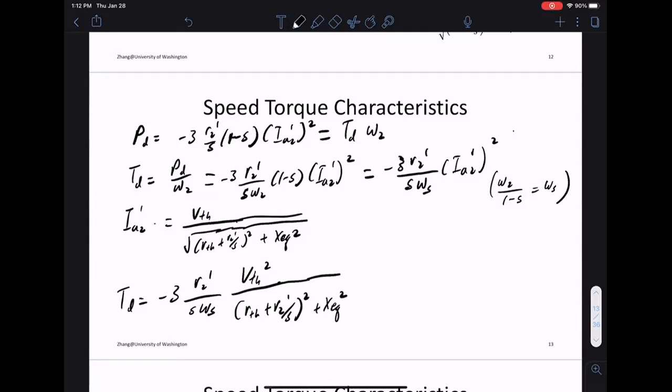So this equation looks fairly complicated, but it's interesting to try to plot this and see what it looks like. Okay, so let's try to plot what this looks like. Let's say this is speed, and this is torque. Let's look at the speed torque relationship. Speed is the rotor speed we're spinning at. So what is the torque when you're spinning right at the synchronous speed? What torque should we get?